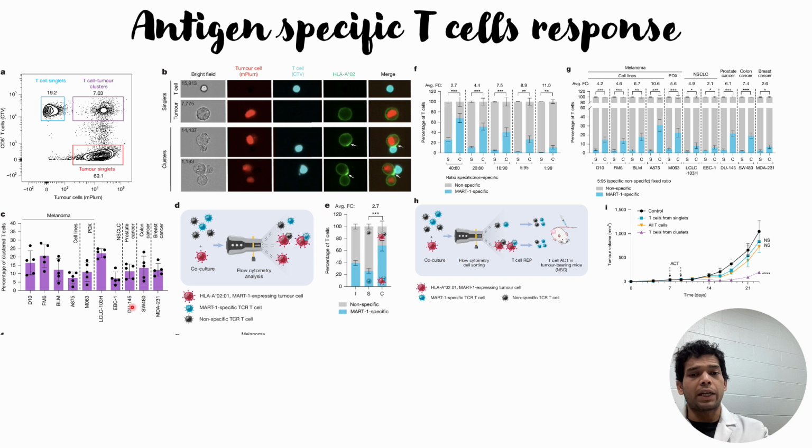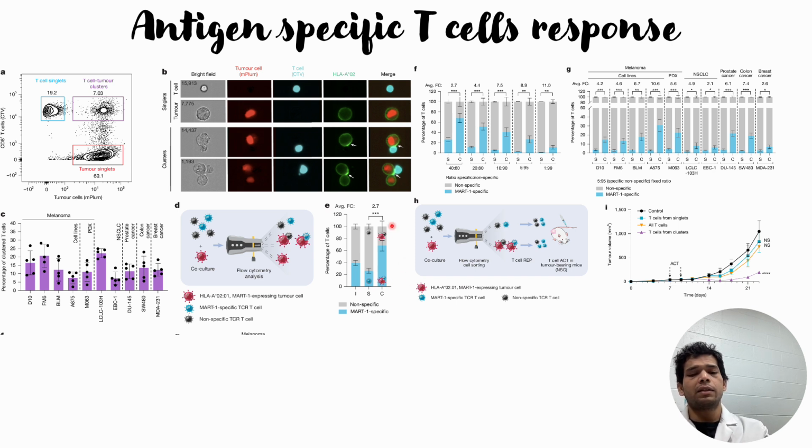Thereafter, they wanted to do the studies in more biologically mimicking conditions. So they used different ratios of T cells, where some T cells are specific to this MART-1 antigen, and some T cells are not specific. The initial case is that they use 60% of the non-specific T cells and 40% of the specific T cells, and then co-culture them with the tumors. And they are able to see a 2.7-fold increase in the specific cluster formations.